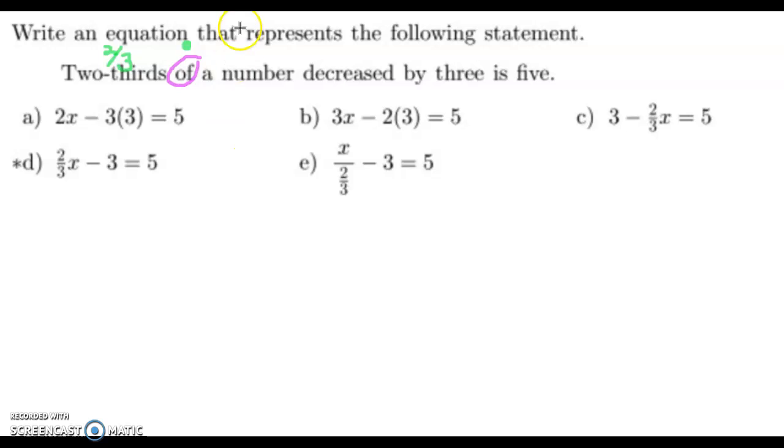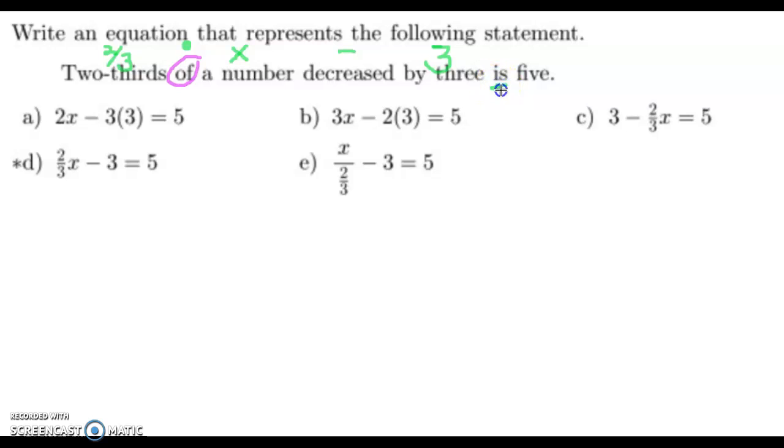But if I don't know what that number is, I call it x, because when we don't know a number, we represent it with a variable. So 2/3 of a number, so 2/3 times x, decreased by 3. Well, decreased means subtraction, and by 3 would be a 3.